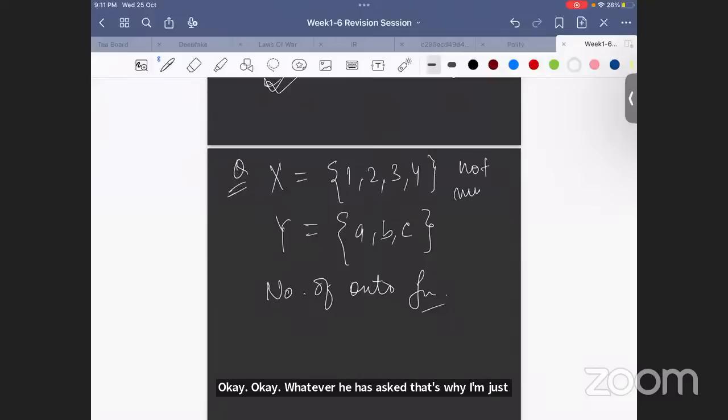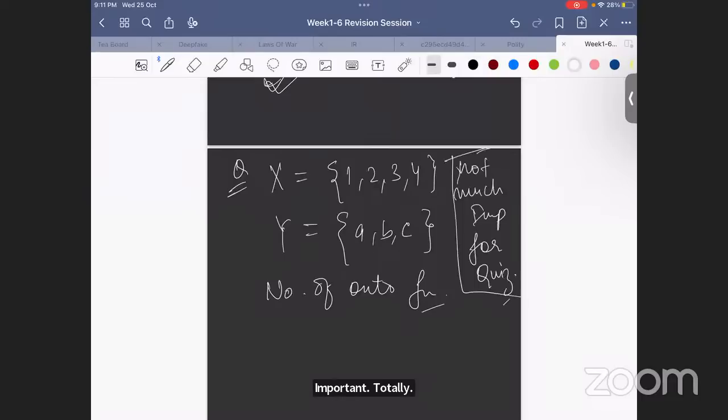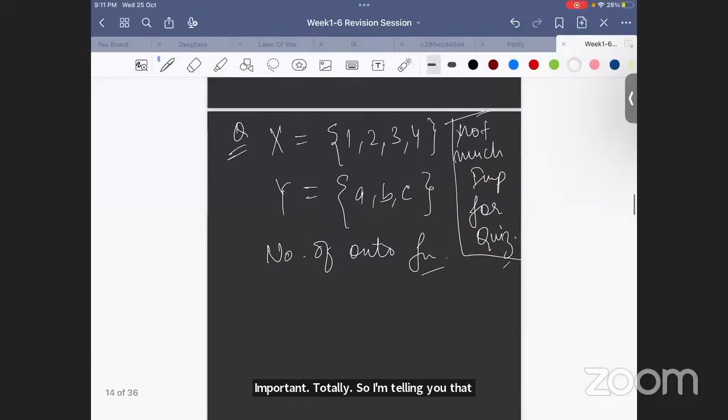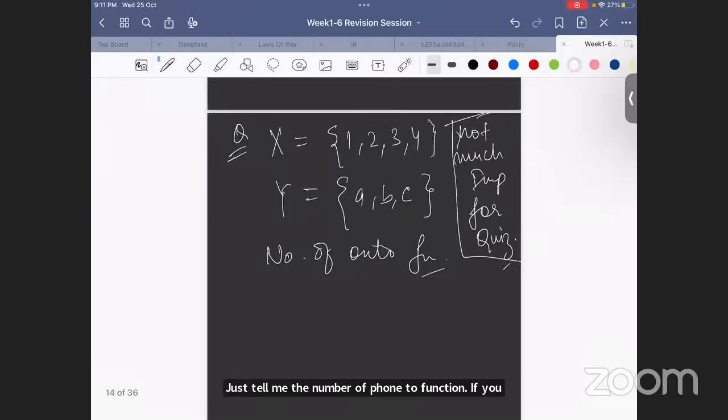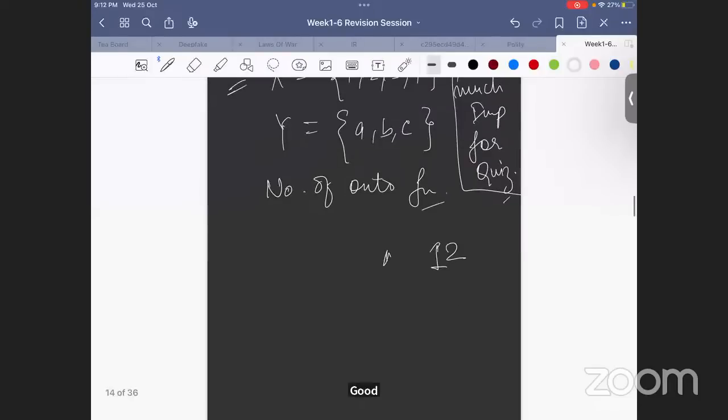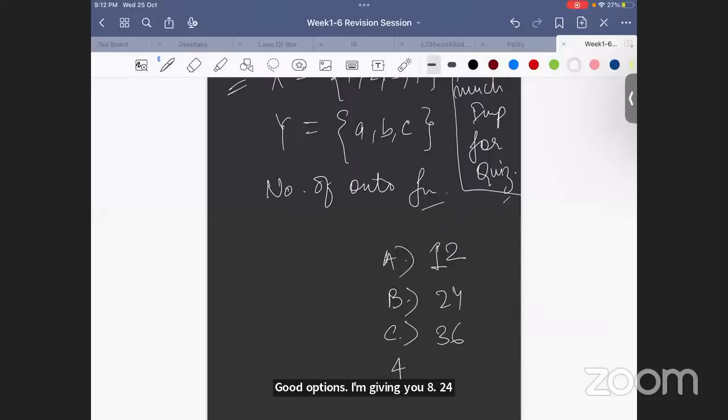Not much important for the quiz, so I'm telling you directly. Just tell me the number of onto functions. If you have 1, 2, 3, and 3 A, B, C. I think 12. Okay, options I am giving you: A is 12, B is 24, C is 36, D is 48.